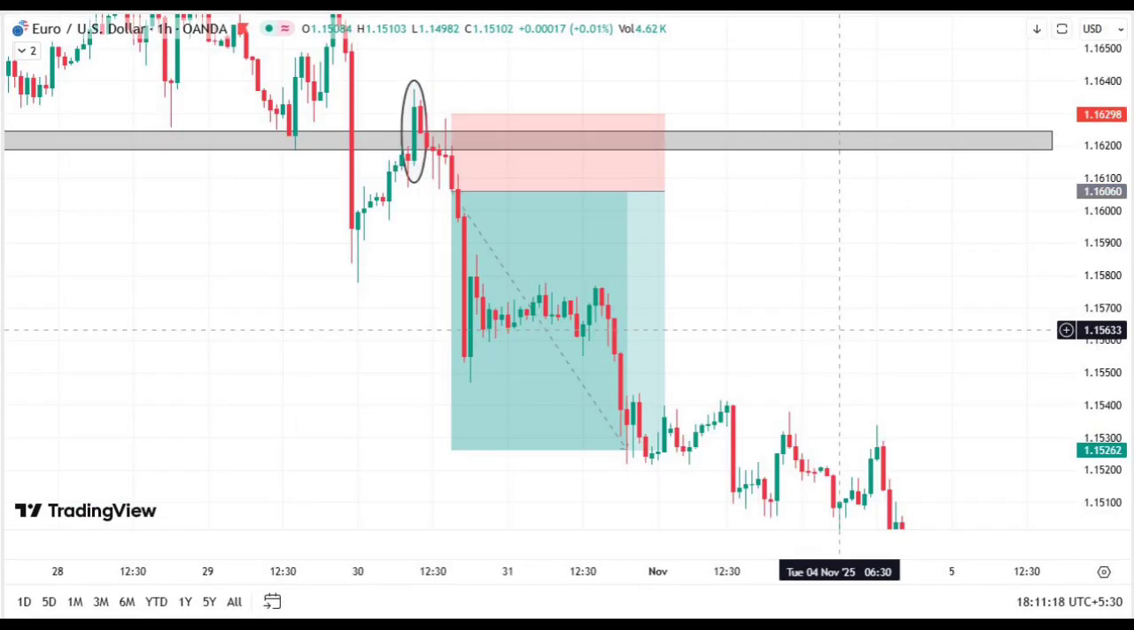Model 3, the flip zone. Sometimes a strong supply zone gets broken. When price retests that broken zone from above, it often acts as new demand. This is a powerful concept called role reversal, or a flip zone.